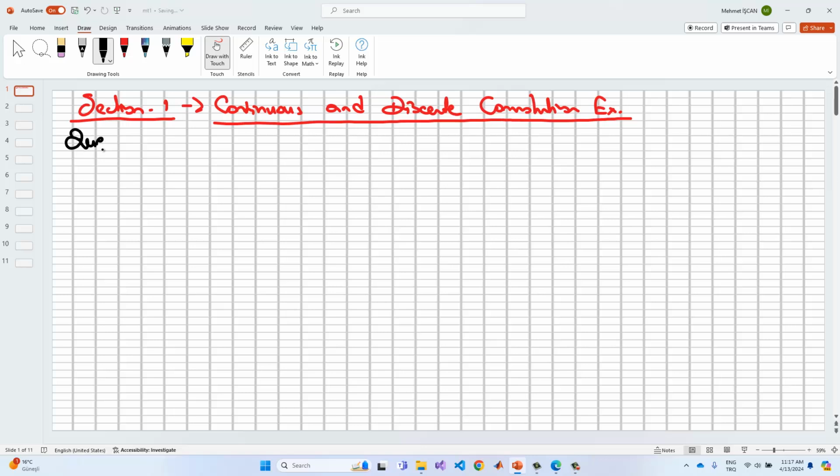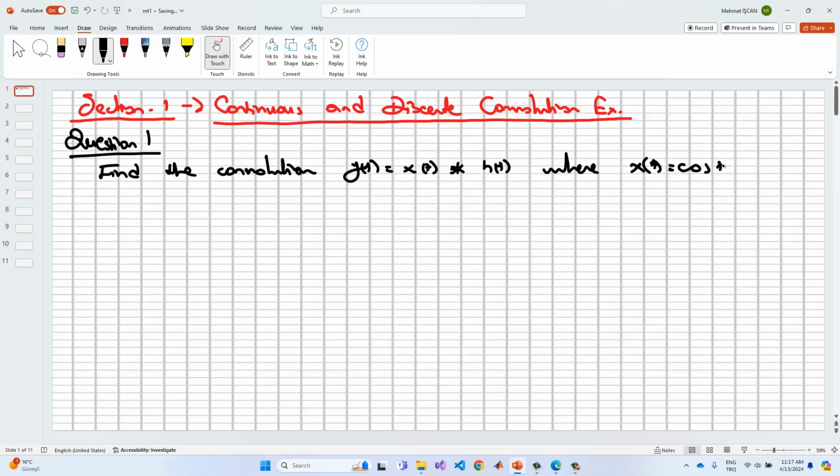First we need to write question 1. Find the convolution y(t) = x(t) * h(t), where the input signal x(t) is cos(t) and h(t) is equal to u(t), which is the unit step function.